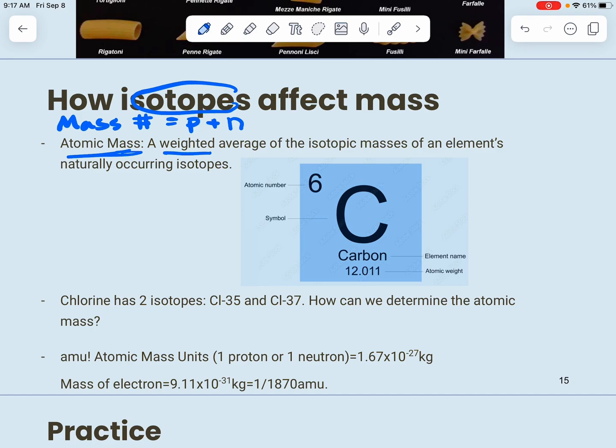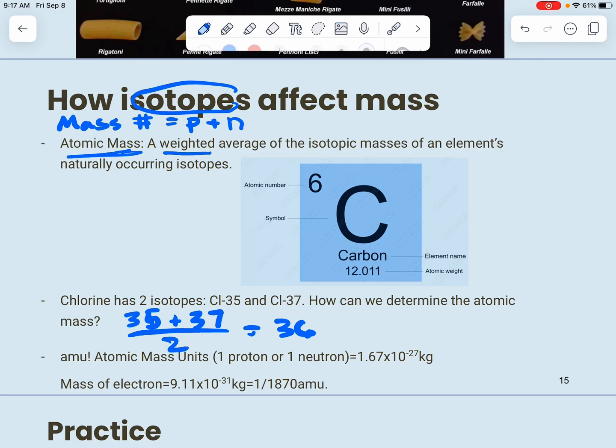How can we determine the atomic mass? Well, we don't have enough information here. Usually we would say 35 plus 37 divided by 2 equals 36, right? Right in the middle. But we find that chlorine 35 is a lot more common than chlorine 37. So our weighted average mass, our atomic mass that we actually get, is much, much closer to 35 than 36.